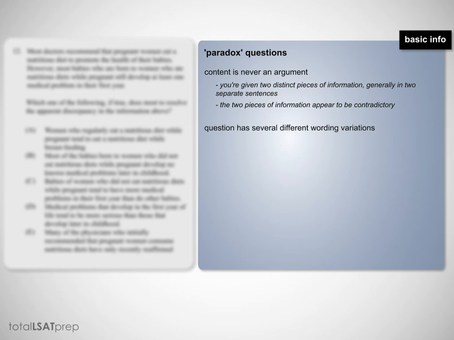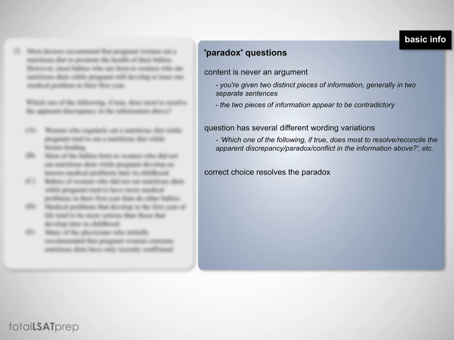And the two pieces of information appear to be contradictory. Now, this question has several different wording variations. You'll get which one of the following, if true, does most to resolve or reconcile the apparent discrepancy or the apparent paradox or the apparent conflict in the information above. Basically, you're going to be asked to resolve, to reconcile any discrepancies, paradoxes, conflicts, anything along that nature. When you see those words, you know that you're dealing with a paradox question.